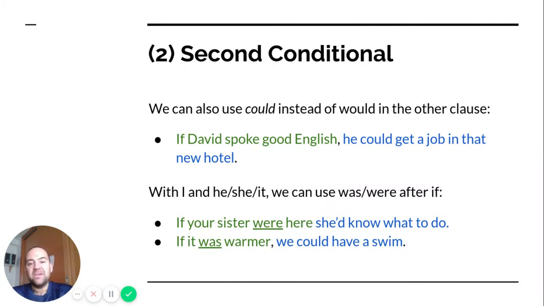With I and he, she, it, we can use was or were after if. If your sister were here, she'd know what to do. If it was warmer, we could have a swim.